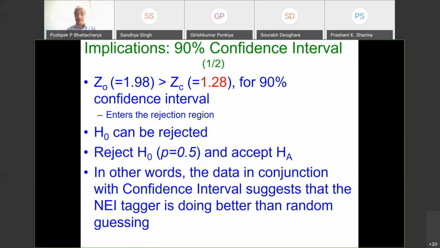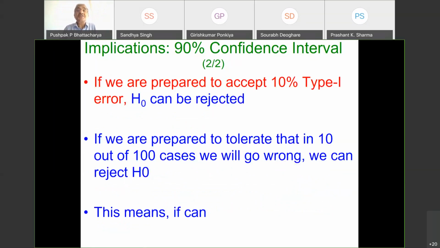Let's go forward. What does it mean? Implication of 90% confidence interval. If we are prepared to accept 10% type 1 error, then H naught can be rejected. If H naught is incorrectly rejected, then the probability of that mistake is 10%. That means if we are prepared to tolerate that in 10 out of 100 cases we will go wrong, and we are okay with that, then we can reject H naught.